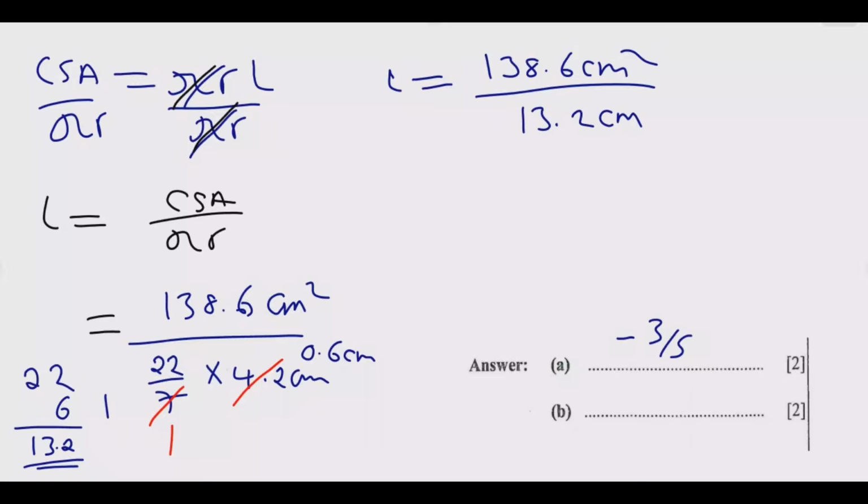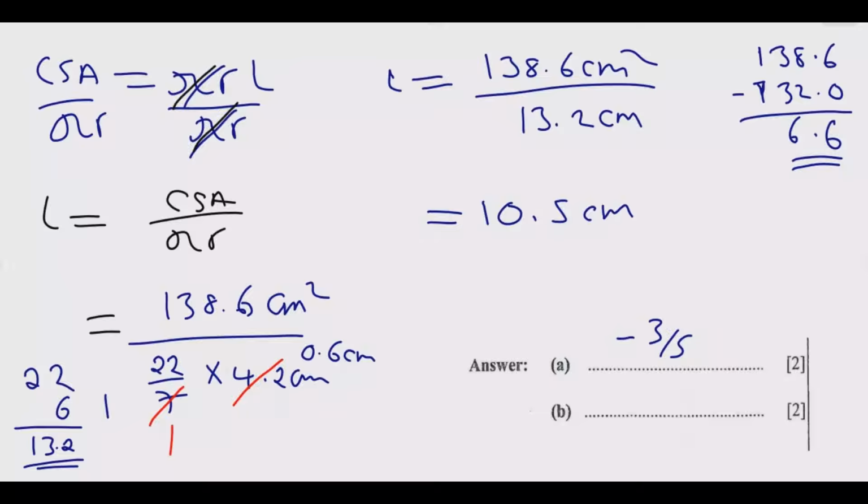So if I multiply 13.2 by 10, I'm going to get 132. So 13.2 into 138.6 goes 10 times. So I can say 138.6 minus 132.0 will be 6.6. What is 6.6? 6.6 is half of 13.2. So this is 10.5 centimeters. So that's how you find L.